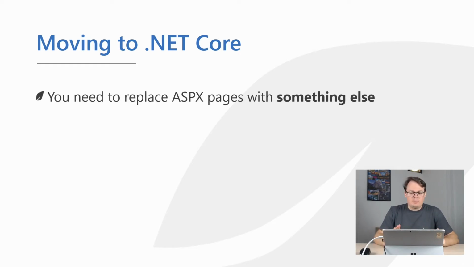So if you replace ASPX pages with something else, and it doesn't need to be .vvm, I will be showing how you can do this with .vvm, but if you decide to use any other technology, the principle is the same. If you want to move your old application to .NET Core, you need to get rid of WebForms, because WebForms are not supported on .NET Core. So you need to take all those ASPX pages and replace them with something else.